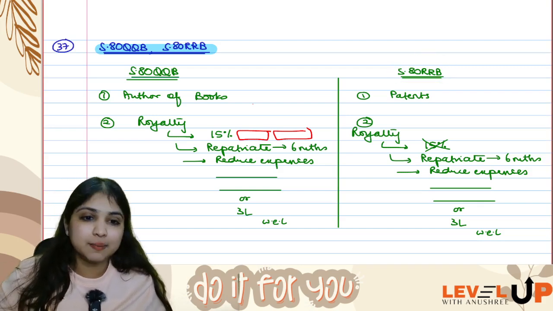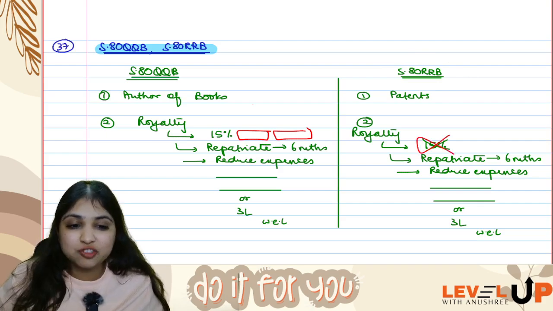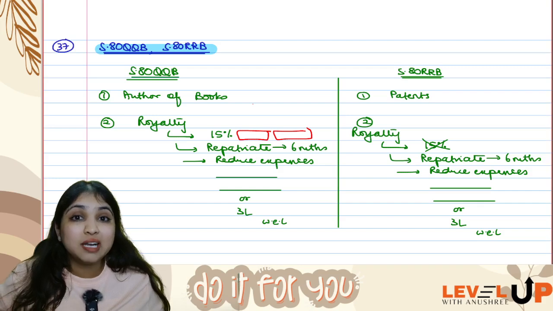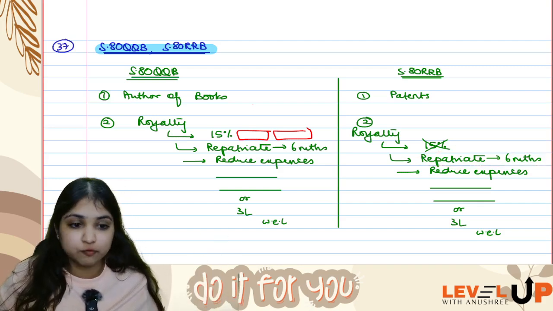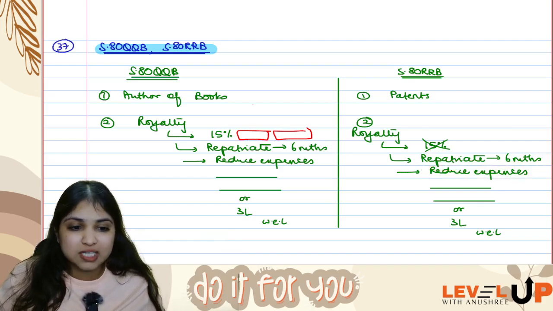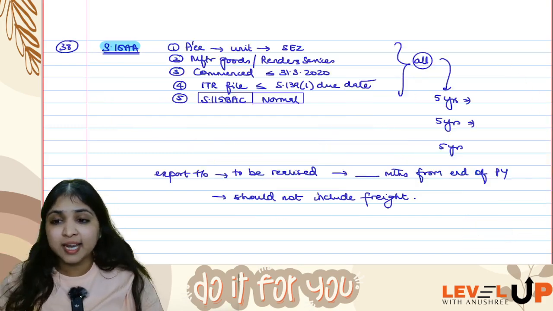Coming to 80RRB, here we are talking about royalty relating to patents. Here there is no question of restricting to 15%. Here if the royalty is earned from outside India, it has to be repatriated to India within 6 months from the end of the year. From this number, you will reduce expenses, whatever net number you get, this number or 3 lakhs, whichever is lesser, is going to be allowed under 80RRB.